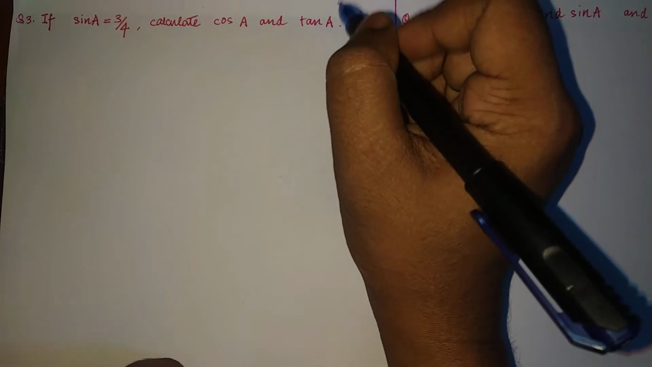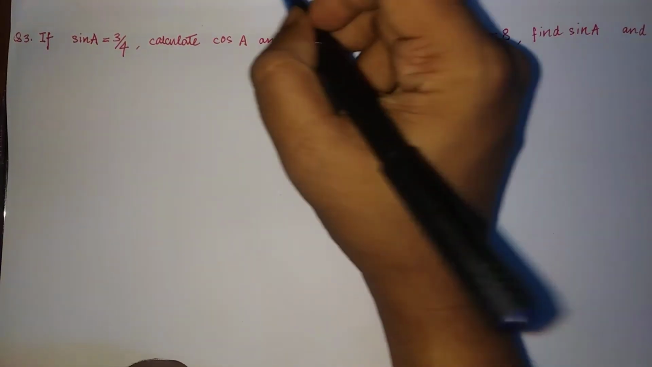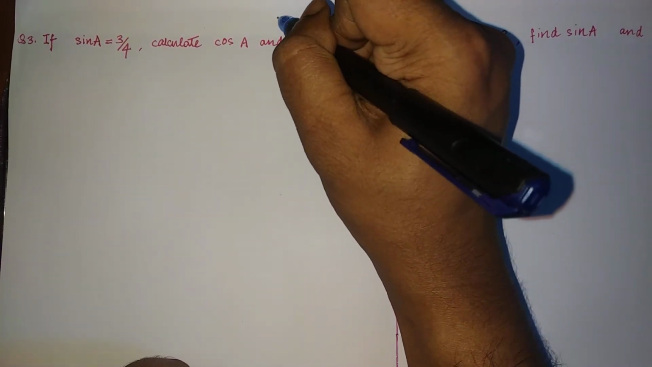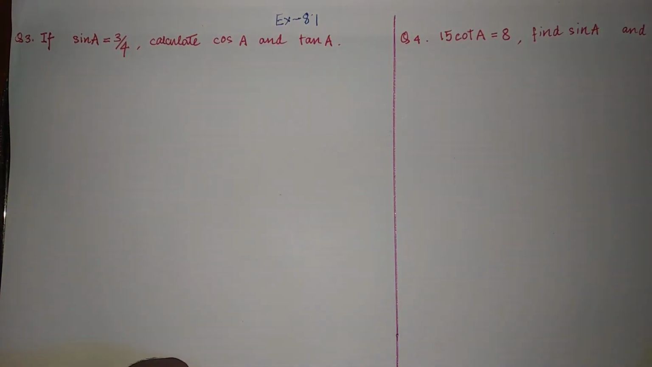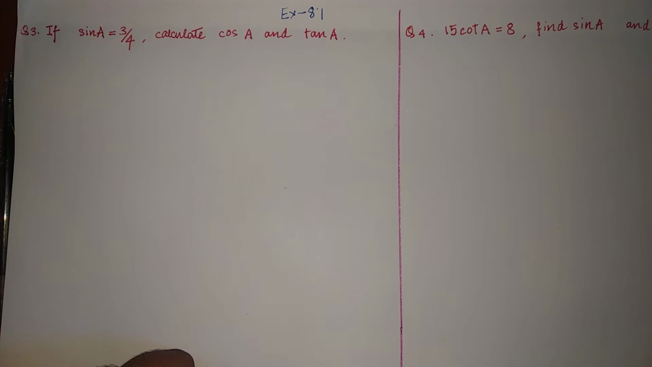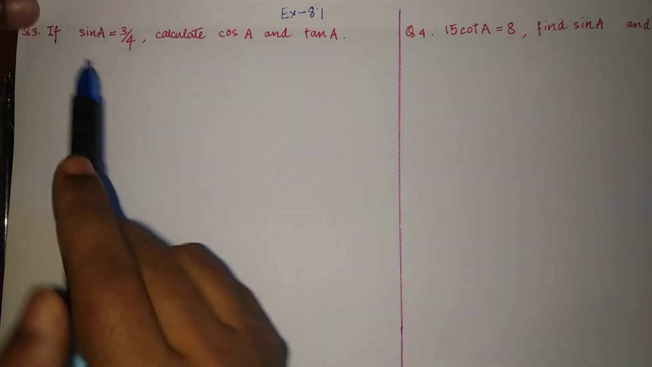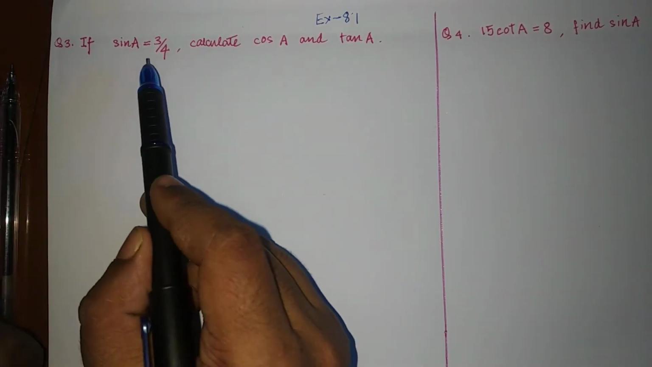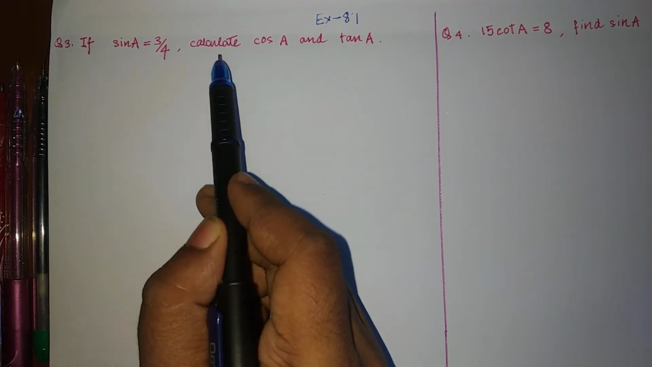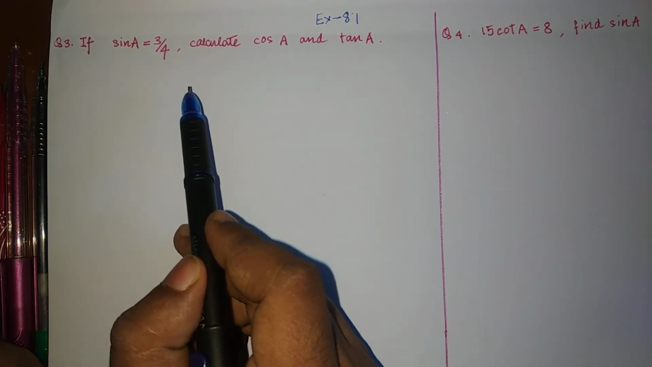Today I am going to teach you question number 3 and 4 of exercise 8.1 of NCERT Maths. So without wasting any further time, let's jump into the questions. So read the first question. If sin A is equal to 3 by 4, calculate cos A and tan A.